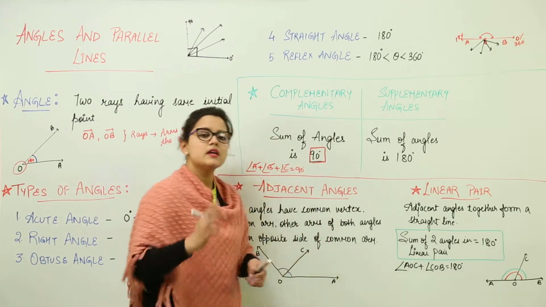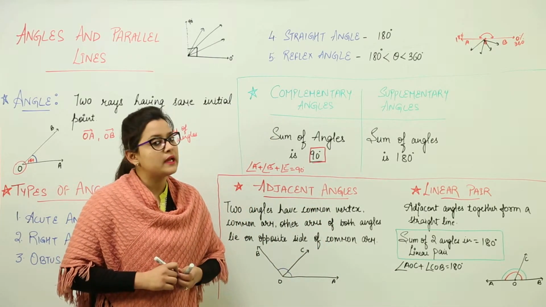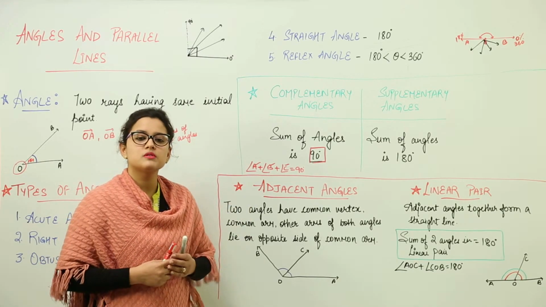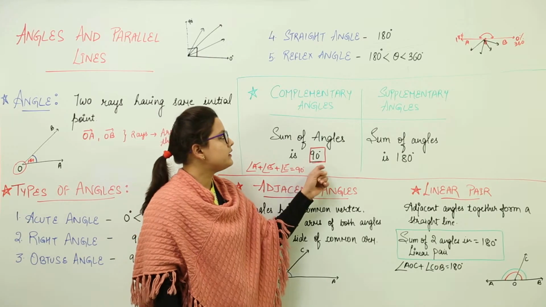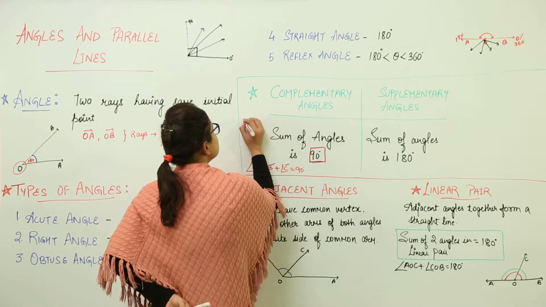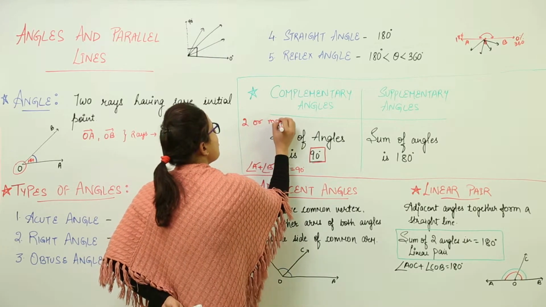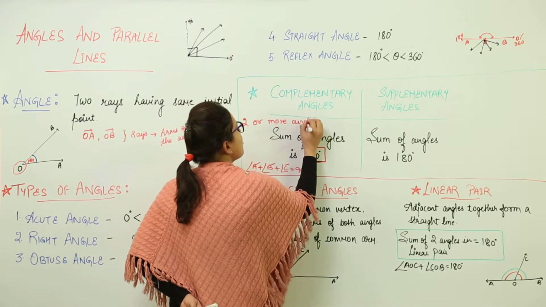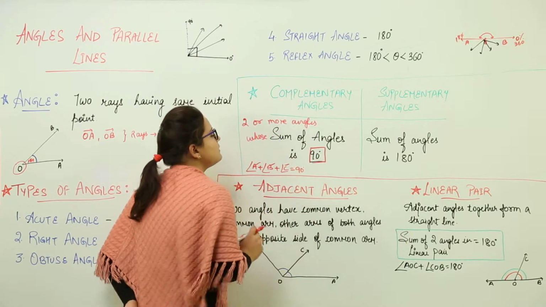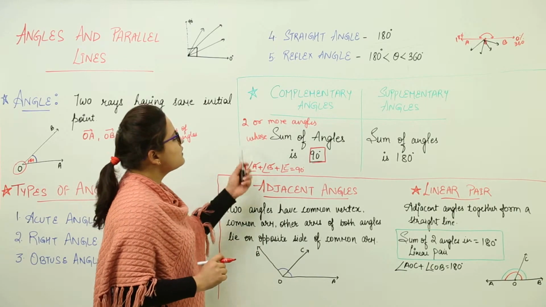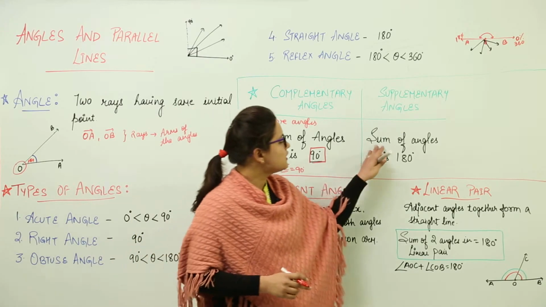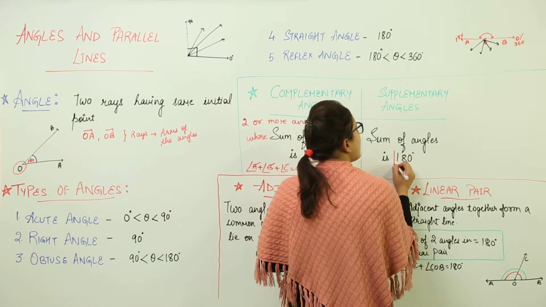Even two angles can be termed complementary angles, because there can be two angles whose sum is equal to 90 degrees. So for complementary angles you can say two or more angles whose sum is 90 degrees, right? We can define the supplementary angles similarly. Supplementary is different because here the sum of the angles is going to be 180 degrees.